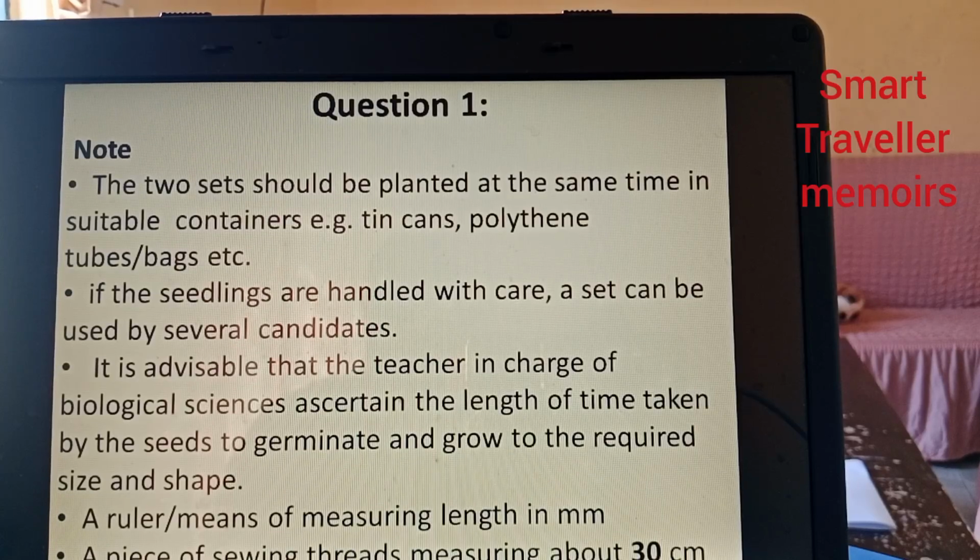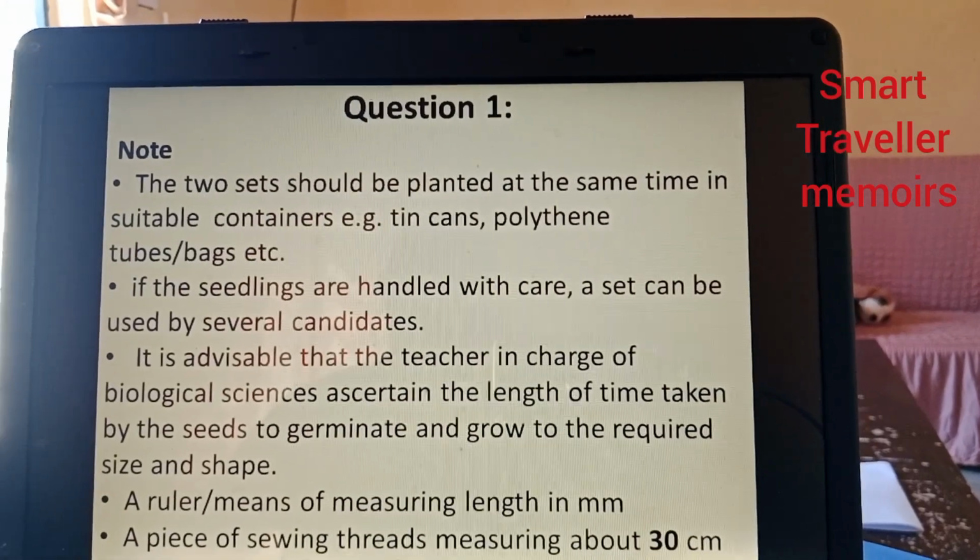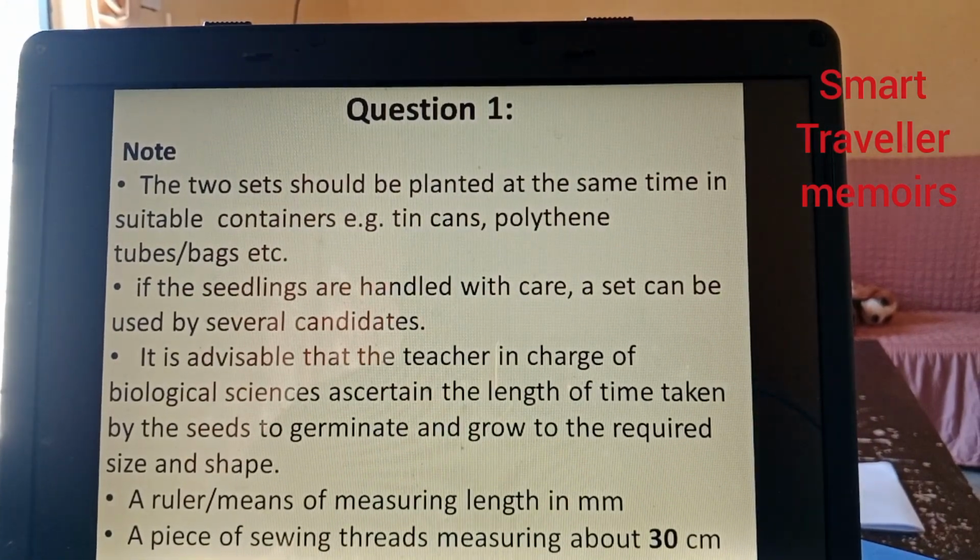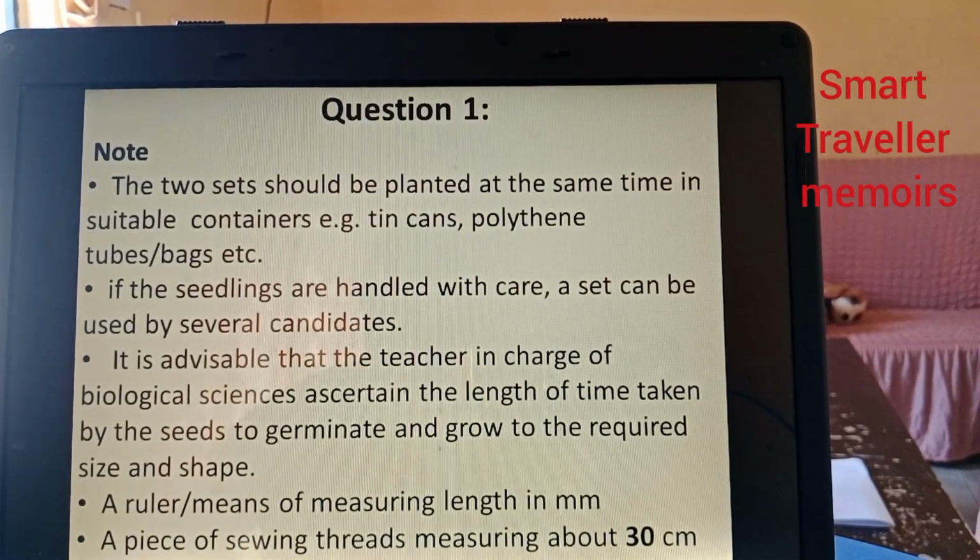So note, the 2 sets should be planted at the same time in suitable containers, e.g. tin cans, polythene tubes, bags, etc. If the seedlings are handled with care, a set can be used by several candidates. It is advisable that the teacher in charge of biology ascertain the length of time taken by the seeds to germinate and grow to the required shape and size.